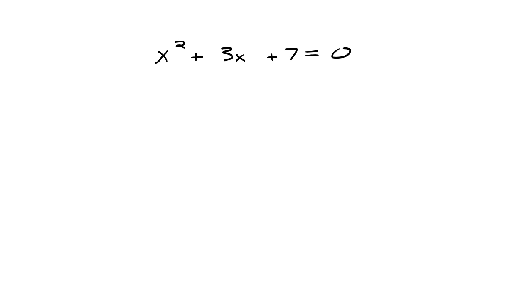And when I do that, I need to first pick out my A, my B, and my C. Here I've got A is 1, because if there is no coefficient we know it's a 1, B is 3, and C is 7. Now let's put it in the quadratic formula and work it out.